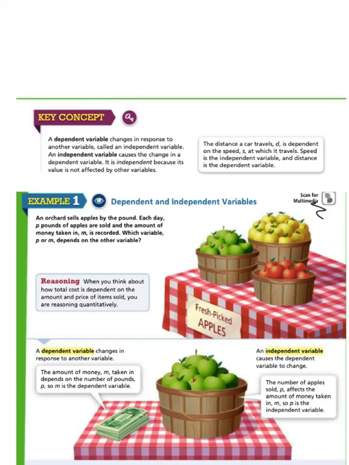Hello and welcome. Today we're going to learn about dependent variables and independent variables.